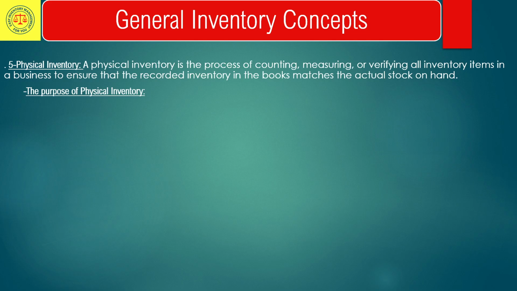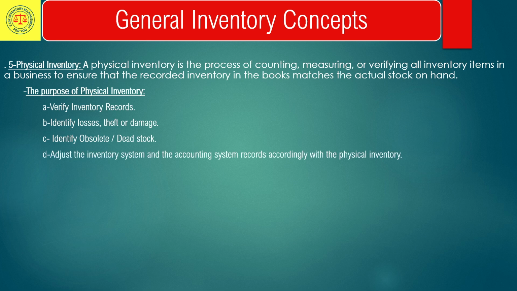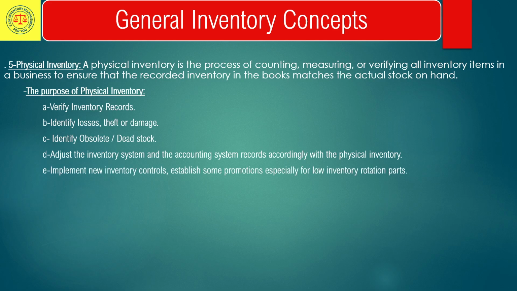The purpose of physical inventory. Verify inventory records. Identify losses, theft, or damages. Identify obsolete or dead stock we already went through. Adjust the inventory system and the accounting system records according with the physical inventory. Implement new inventory controls, establishing some promotions special for low inventory rotations.